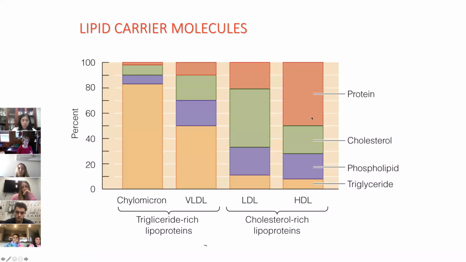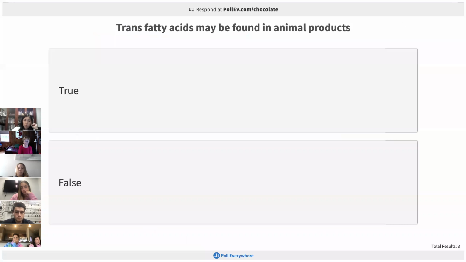And these are the 4 lipoproteins that we talked about. They're all made up of the same 4 molecules: protein, cholesterol, phospholipid, and triglyceride. But the amounts of those change, and they change, at least these last 2, HDLs and LDLs, in relation to lifestyle and genetics. Questions about HDLs and LDLs? Okay. Trans fatty acids may be found in animal products.